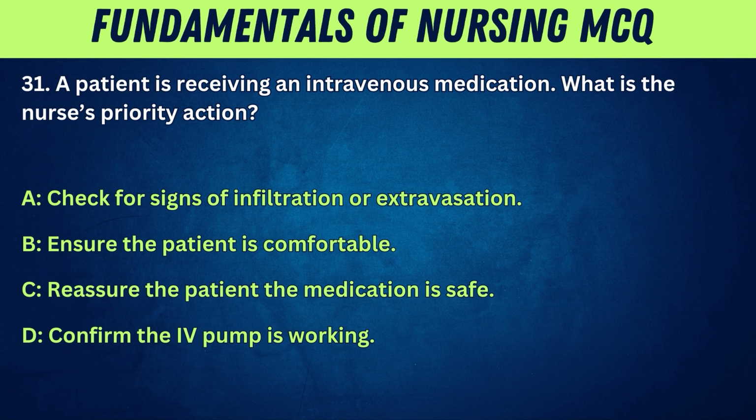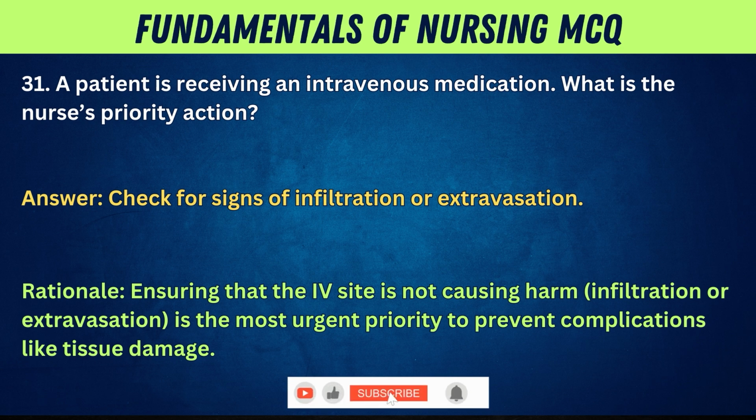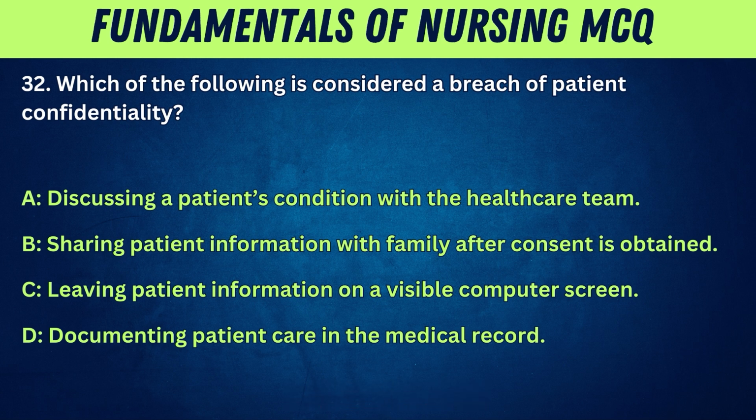31. A patient is receiving an intravenous medication. What is the nurse's priority action? A. Check for signs of infiltration or extravasation. B. Ensure the patient is comfortable. C. Reassure the patient the medication is safe. D. Confirm the pump is working. Answer: check for signs of infiltration or extravasation. Rationale: ensuring that the IV site is not causing harm, infiltration or extravasation, is the most urgent priority to prevent complications like tissue damage.